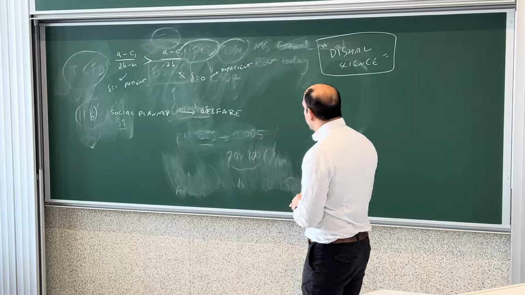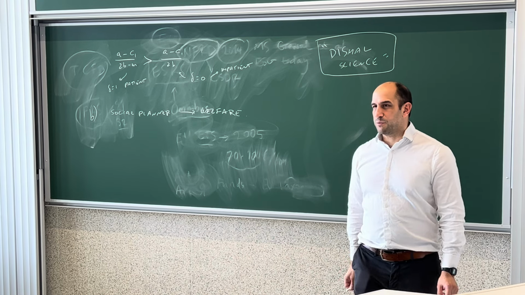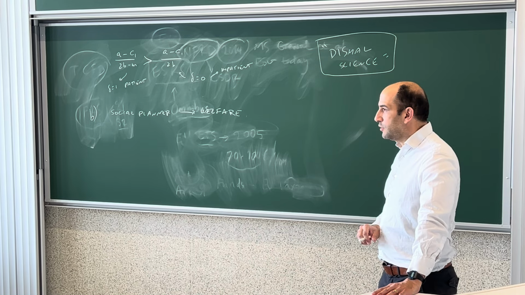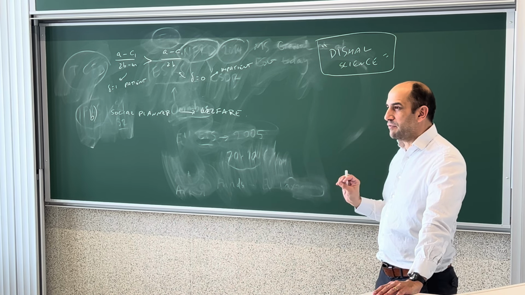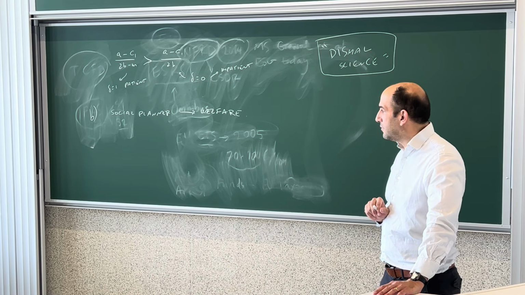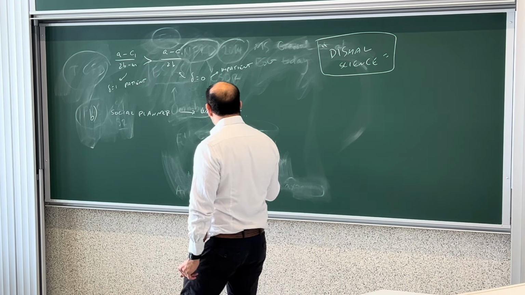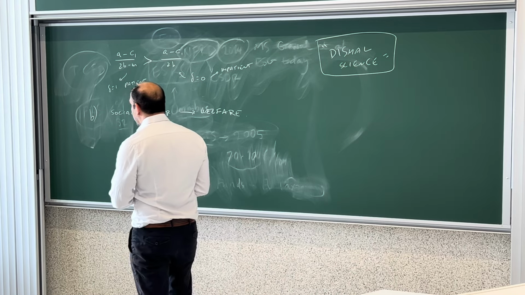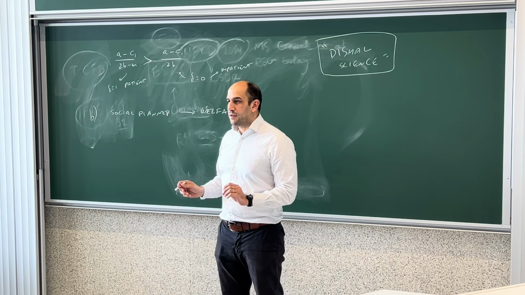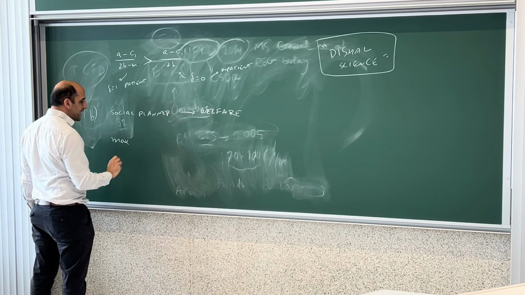A social planner cares about welfare, right? Not profit, so they're going to maximize welfare. So how do we write welfare? Welfare is going to be consumer surplus plus producer surplus. So the social planner is going to maximize the consumer surplus and the producer surplus.